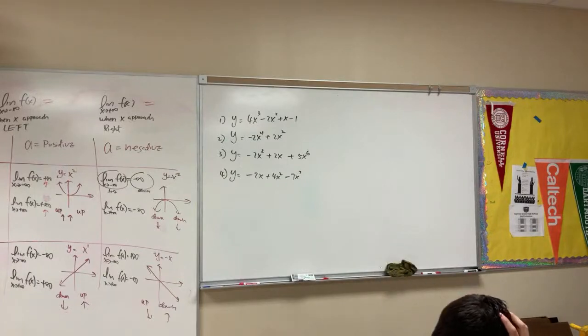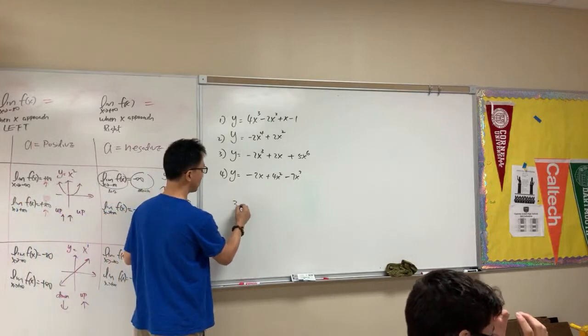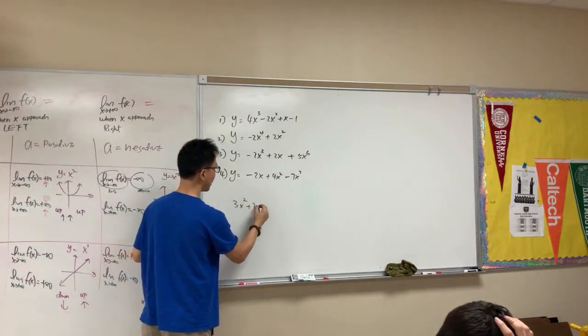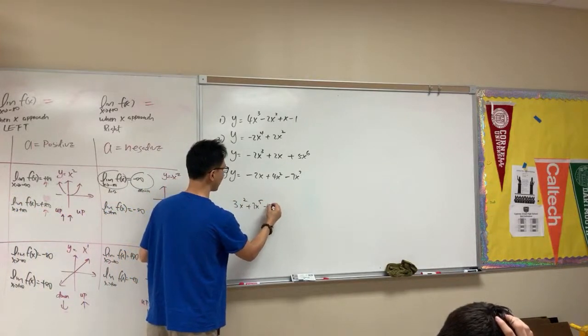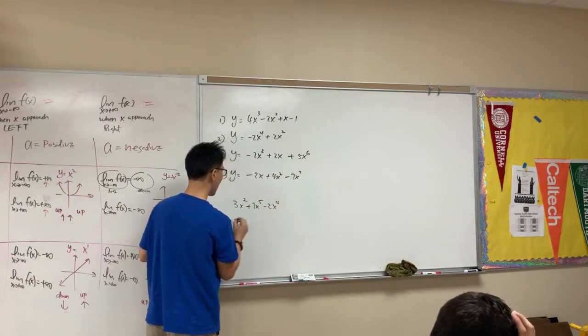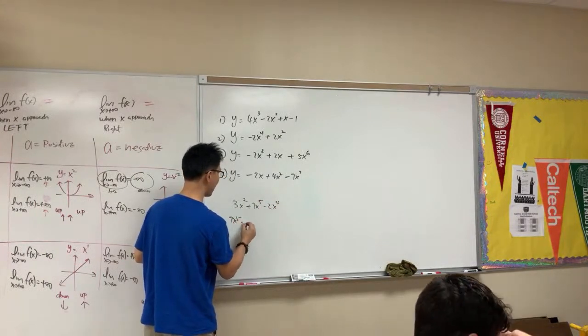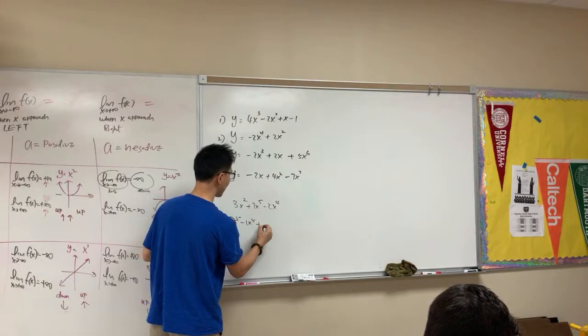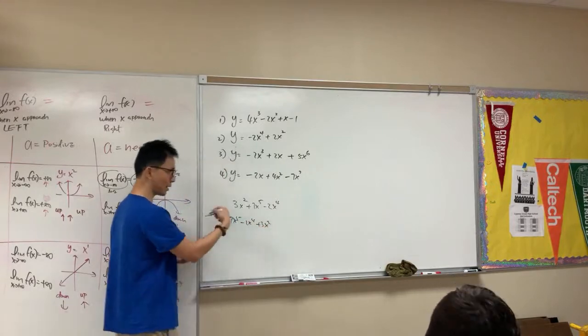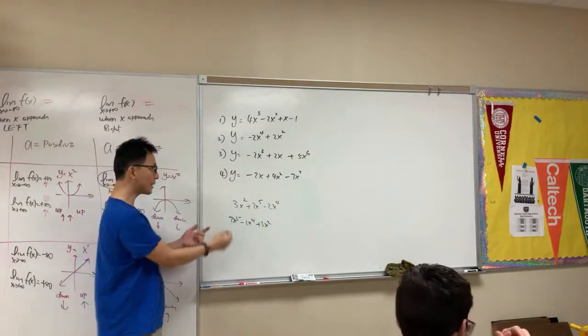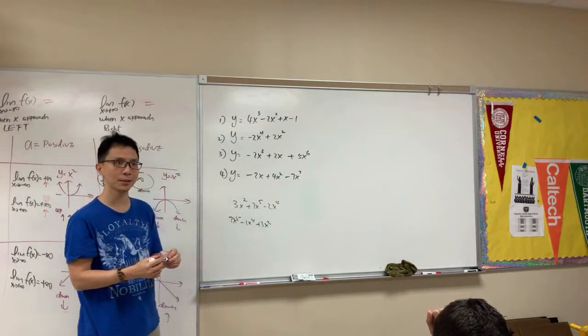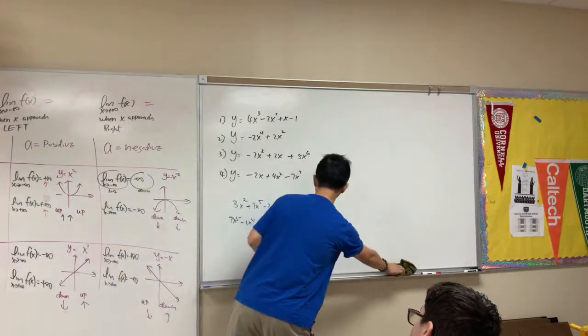How do I write in descending order? For example, if I have 3x squared plus 7x to the fifth minus 2x to the fourth, I will write it as 7x to the fifth minus 2x to the fourth plus 3x squared. I'll write it in descending order, and then I'll decide to use the leading coefficient test. So those are the things you have to pay attention to.